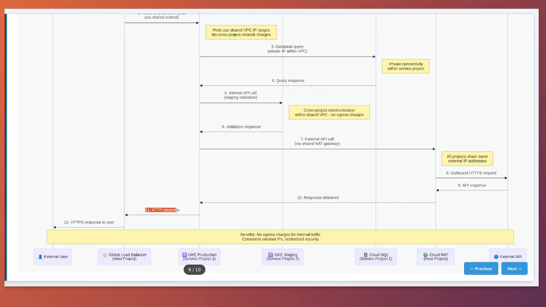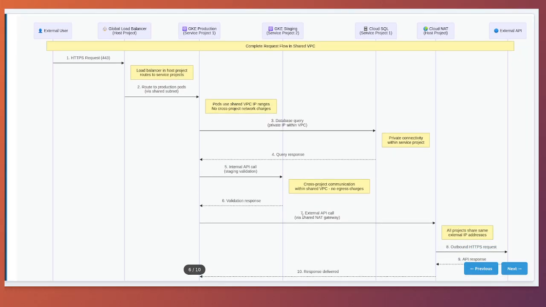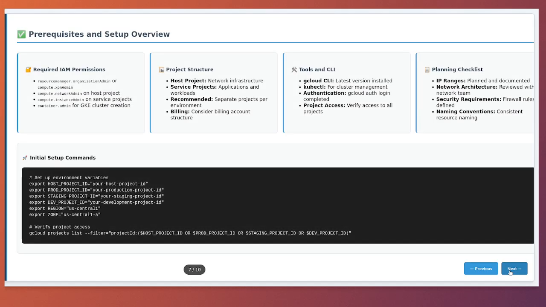There are no egress charges for this internal communication, which can save significant money in microservices architectures. External API calls go through the shared Cloud NAT gateway, which means all your projects present the same external IP addresses. This simplifies firewall rules with external systems and provides consistent outbound connectivity. The key insight here is that while projects remain separate for billing and access control, network traffic flows efficiently through shared infrastructure.